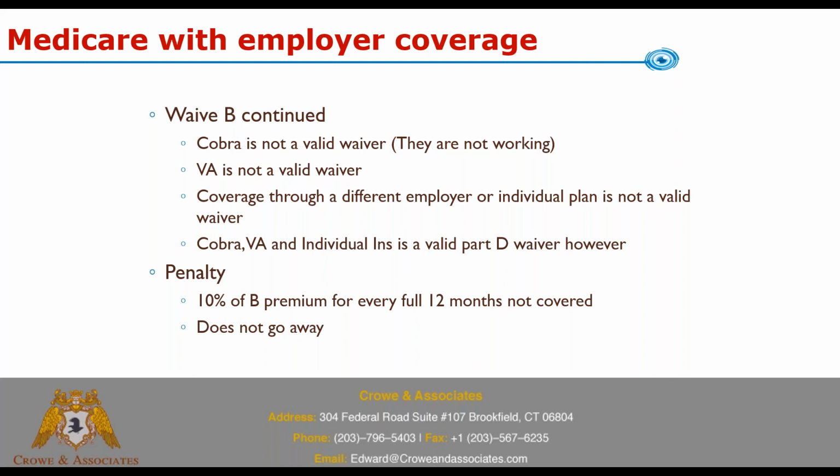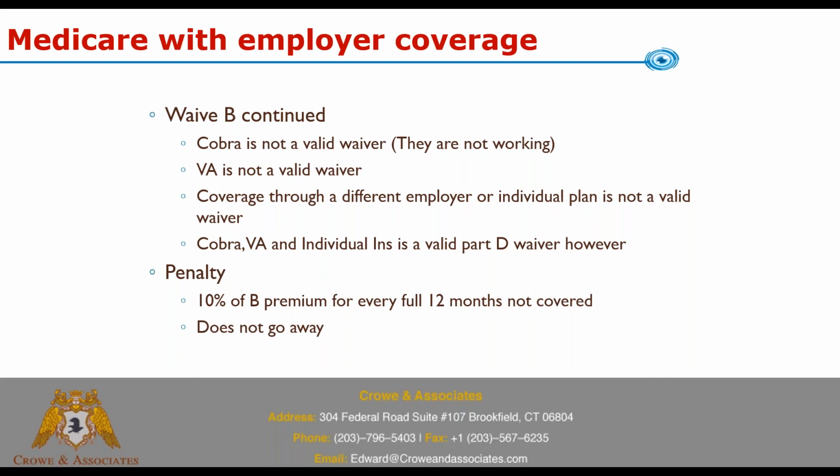And as I mentioned earlier, if you're actively working but have coverage through a different employer, whether your spouse is getting coverage through you or you're getting coverage on your own, it's got to be through the employer you're working for. We've had that come up more than you'd think. They have, like I said, coverage through a union or through an individual plan. That doesn't count as a waiver. And as I mentioned earlier, COBRA and VA and individual insurance is not a waiver for B, but it is a valid waiver for Part D.